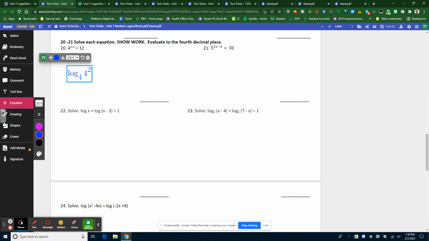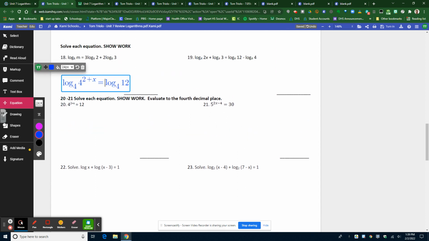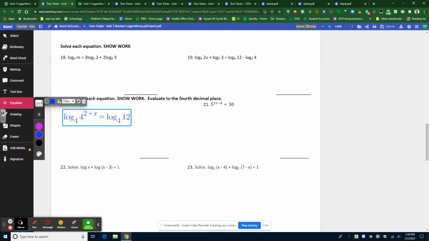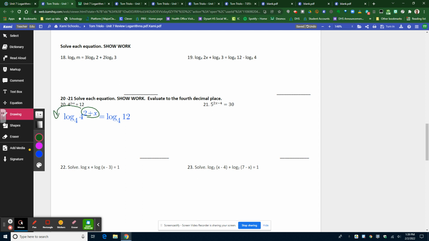Why does this make it simpler? What's my next step? We've done this now a couple times. Oh, yeah. Next step. Where's that exponent going to go? Where does it go, Denise? In front. And what is log 4 base 4? 1. Okay, so I have x plus 2 or 2 plus x.